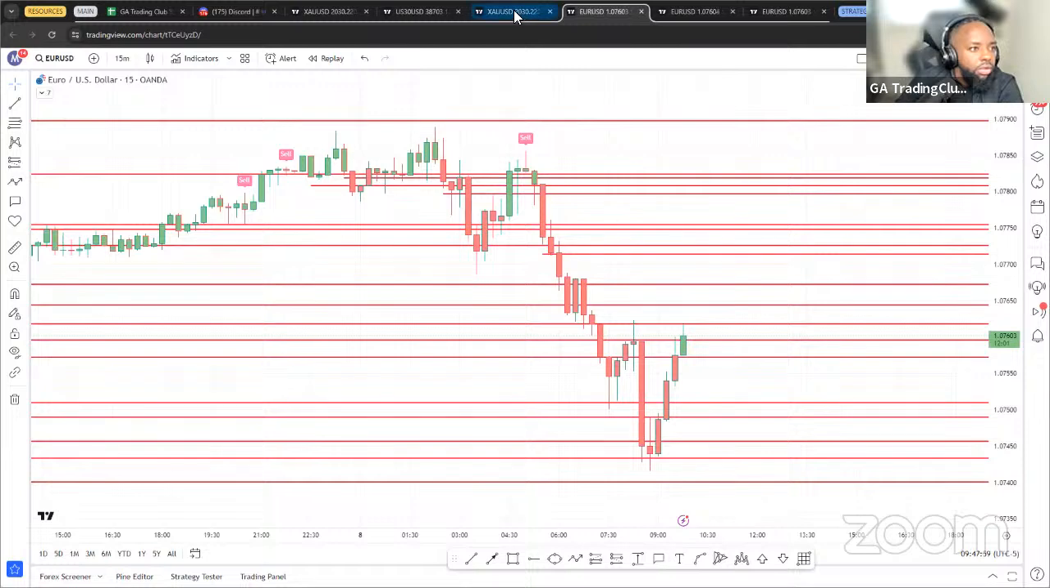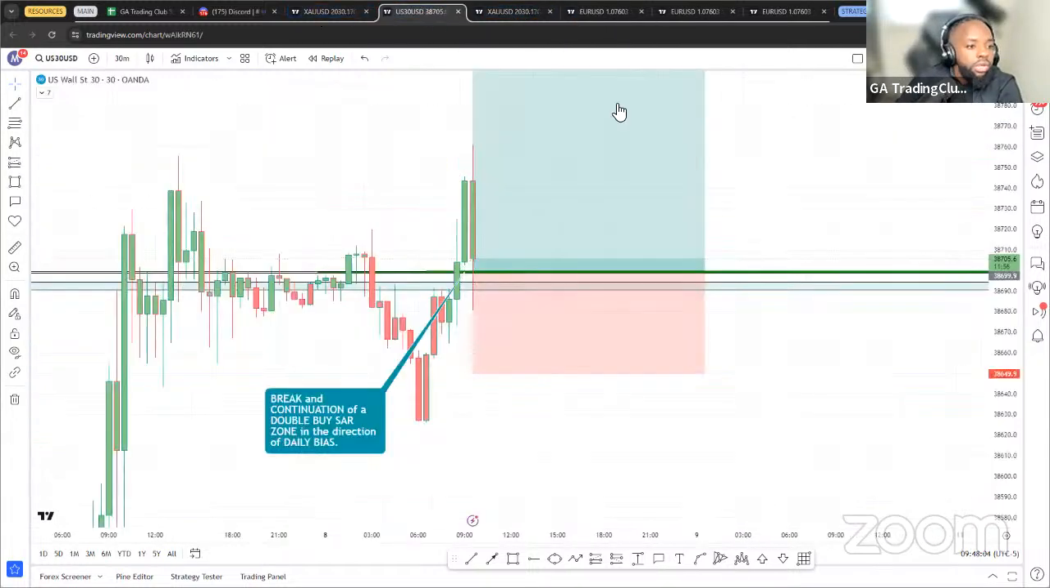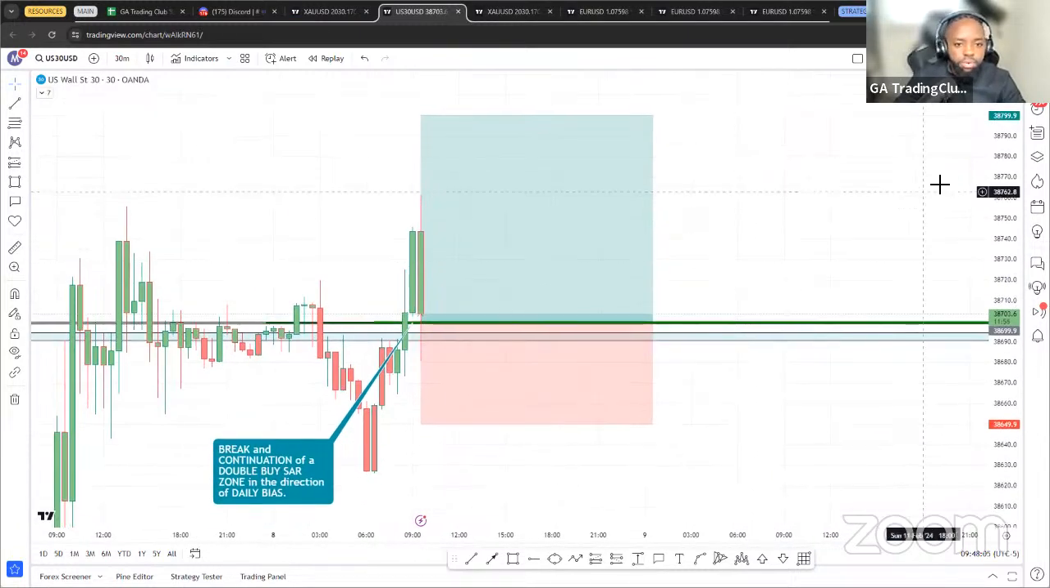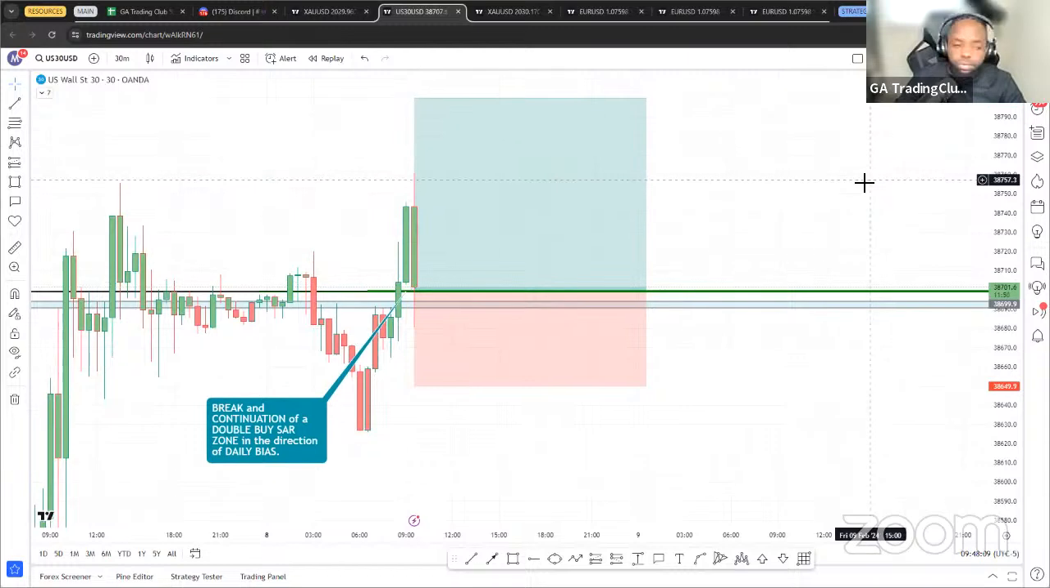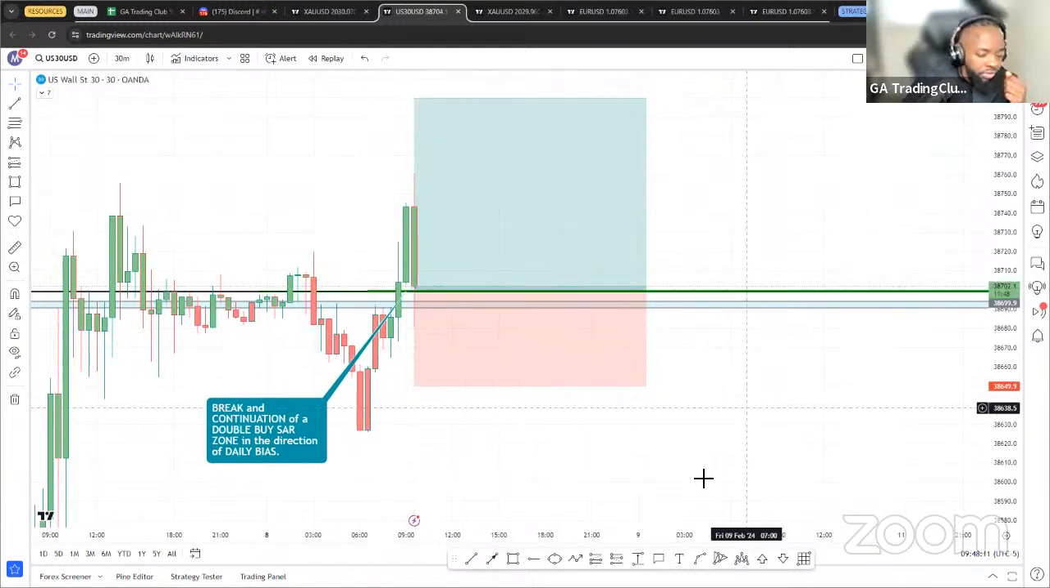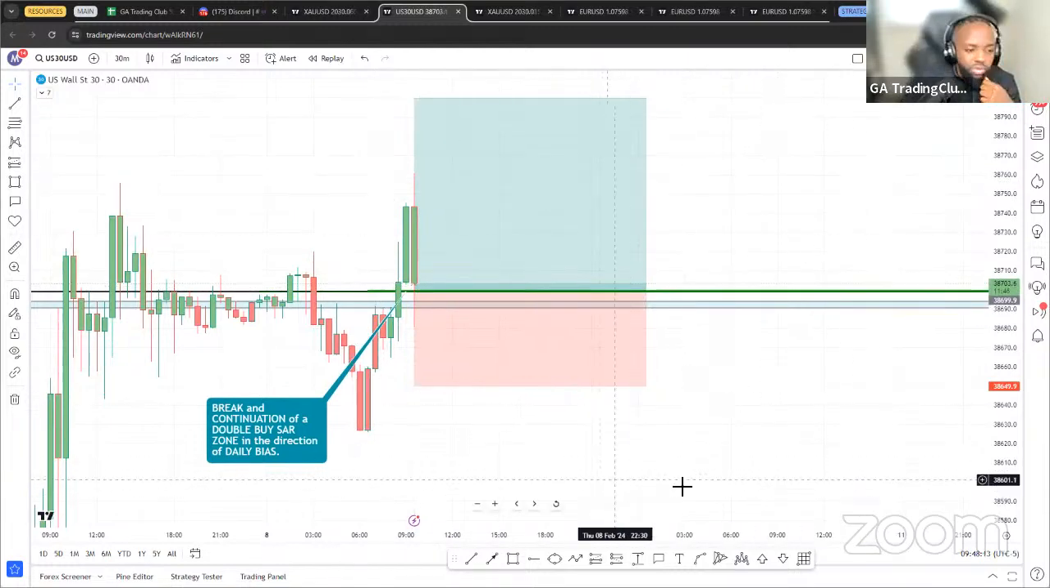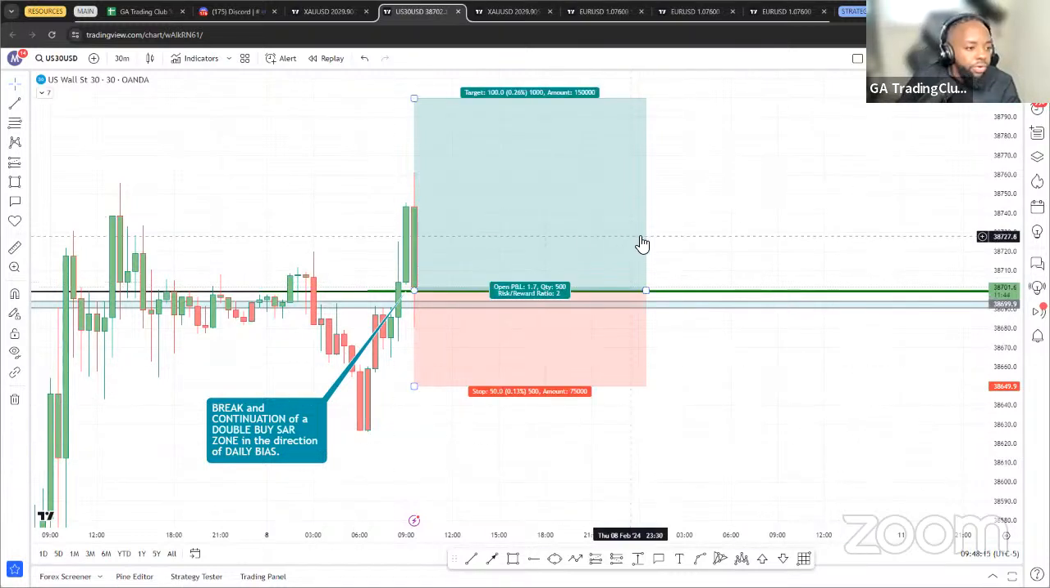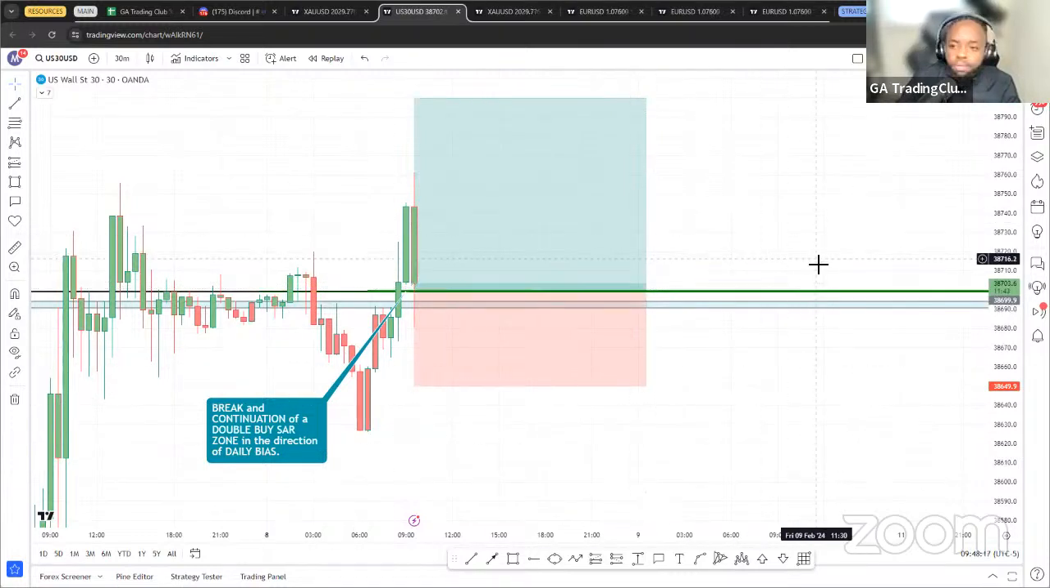EU, nothing really for EU that I can see here. I think US 30 is coming back up. So if this trade gets to like a 1:1 risk to reward, feel free to set break even on it.